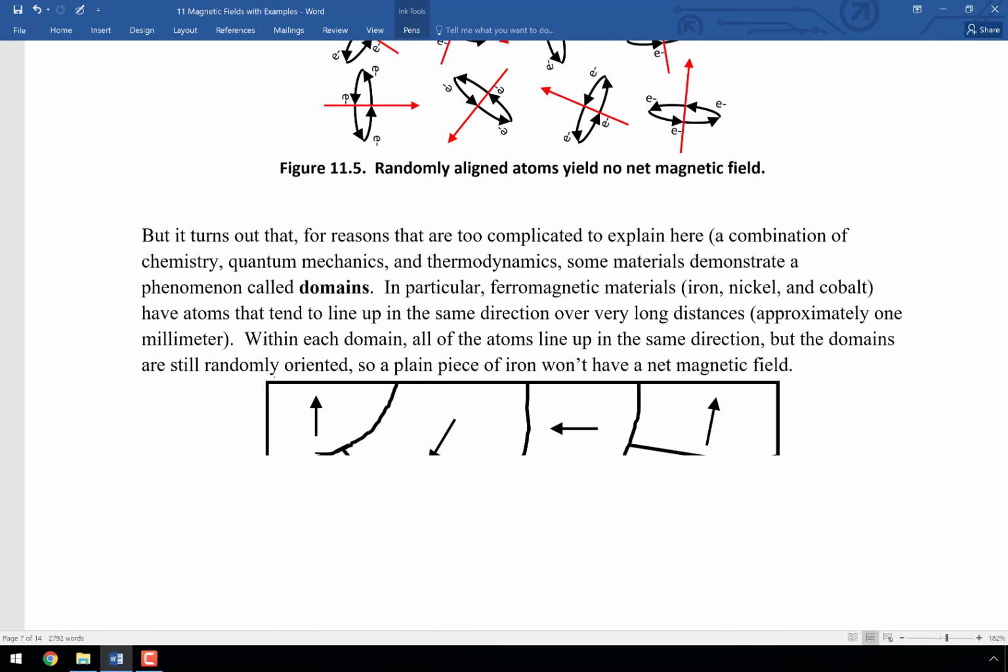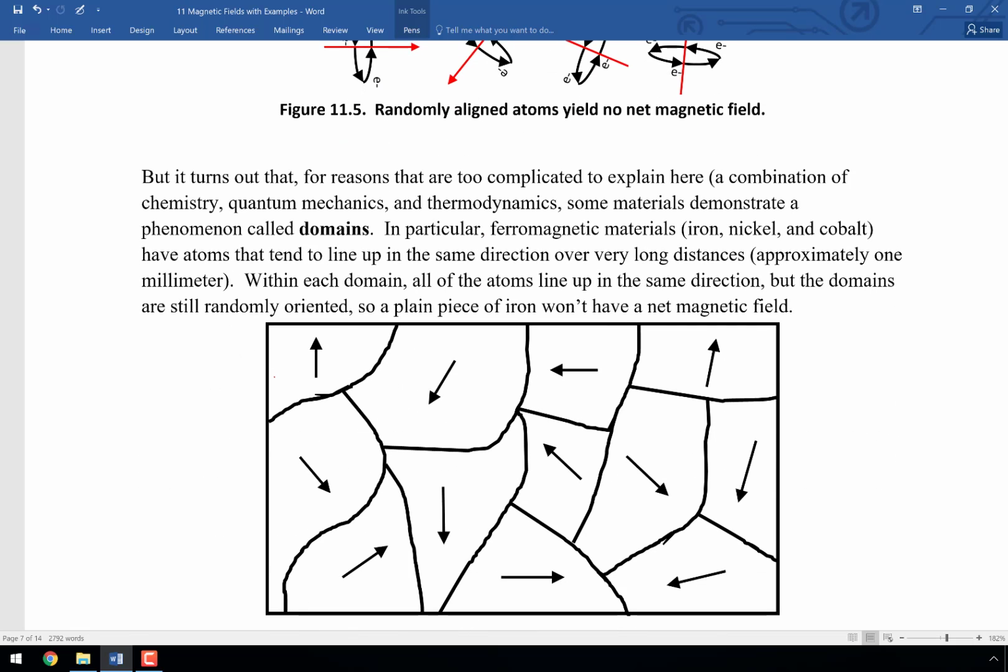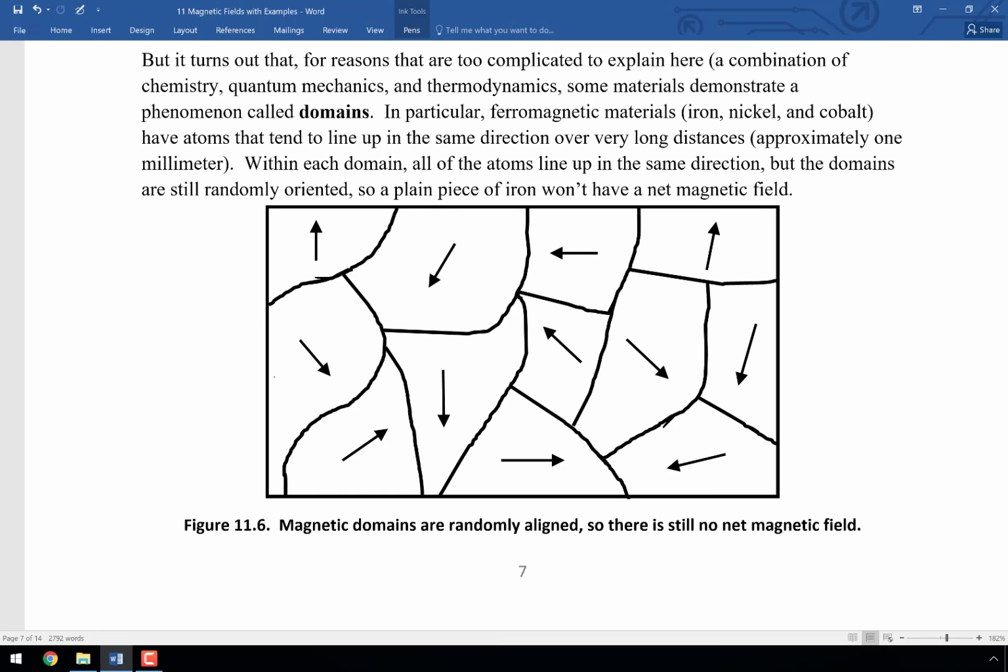Except if you happen to have a material that's known as a ferromagnetic material, which is iron, nickel, and cobalt, or alloys that contain iron, nickel, or cobalt, then those atoms will combine together into what are called domains. Those domains are maybe about 1 millimeter in size, and within each one of those domains, all of the atoms line up in the same direction. Some of the domains are a little bit bigger, some of the domains are a little bit smaller, but in a ferromagnetic material, you get these domains. You might say, why?